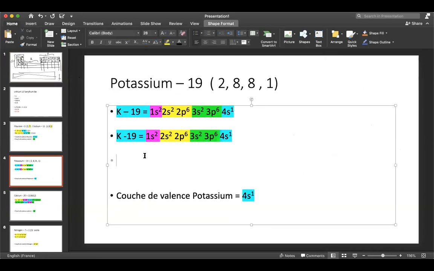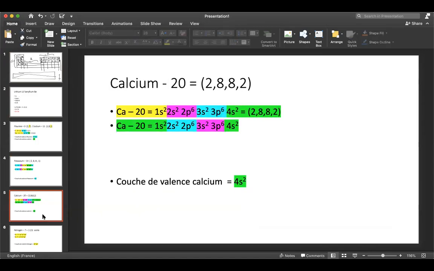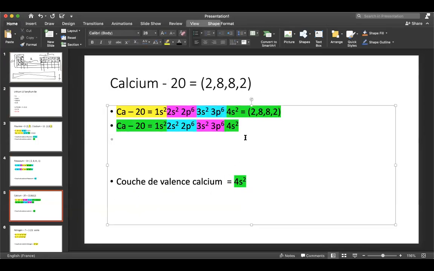So now people will be confused. Now I'll bring in the notion of configuration électronique avec gaz rares. Gaz rares is what we call the noble gases. For the noble gases, it's the same thing, it doesn't change anything. It's just that the écriture is what changes. So I'll start with calcium, the biggest one in our example.